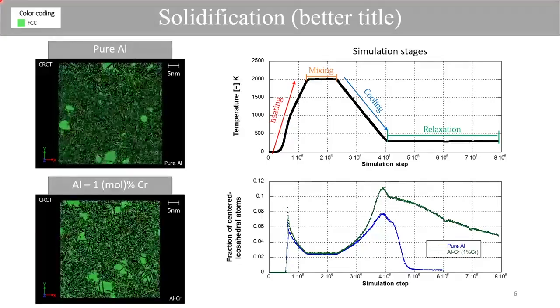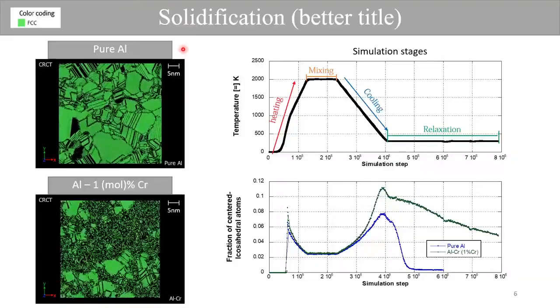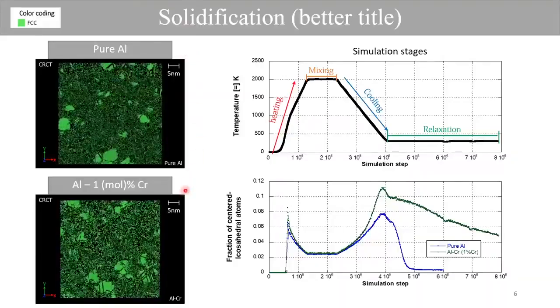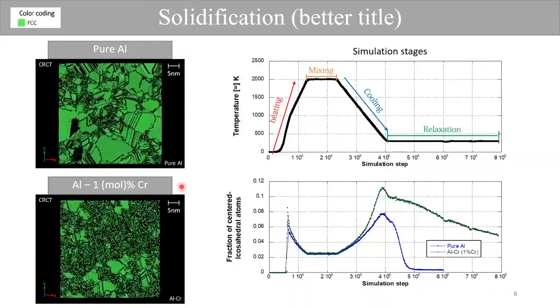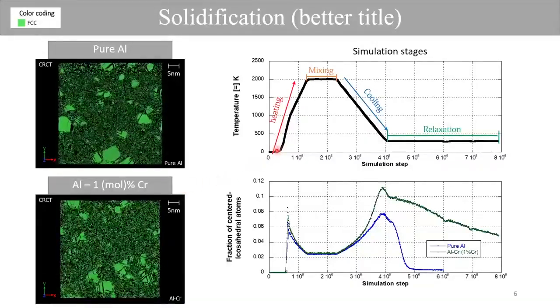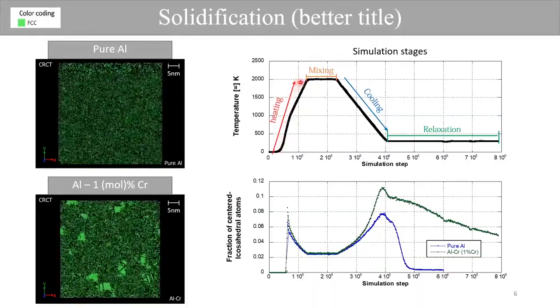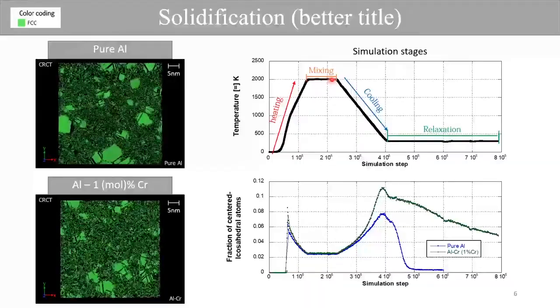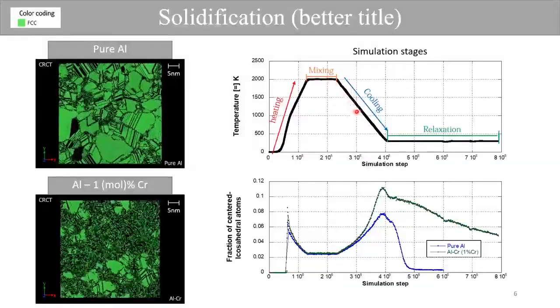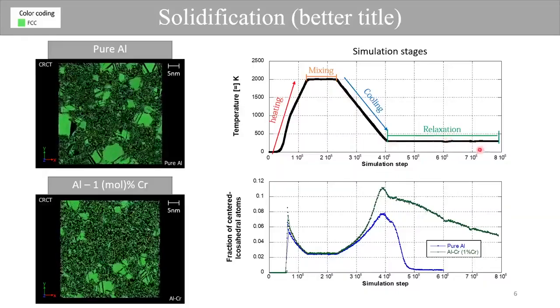So in this slide, we present the results from two different simulations. The first one is for pure aluminum, and the second one is for a system containing aluminum and 1% of chromium. Both of the simulations were carried out in 4 stages. The first stage is the heating process up to 2000 Kelvin. Then it's followed by a mixing at the same temperature. Then we did a cooling process, and finally a relaxation at 300 Kelvin.